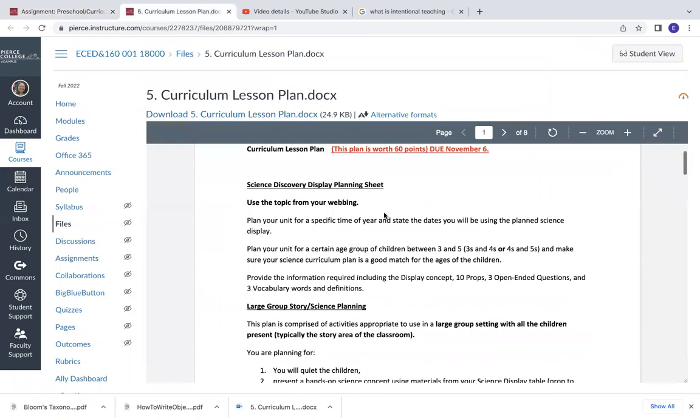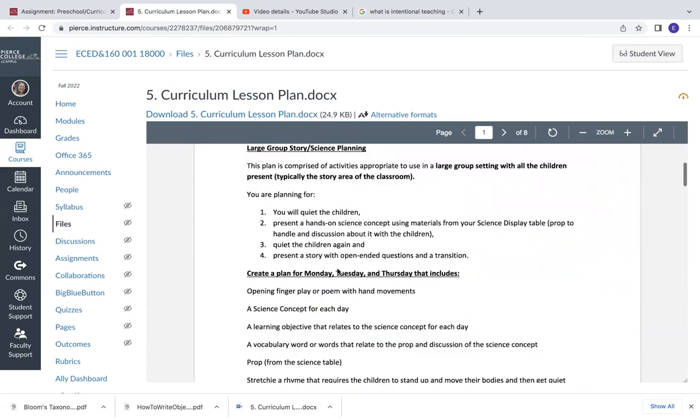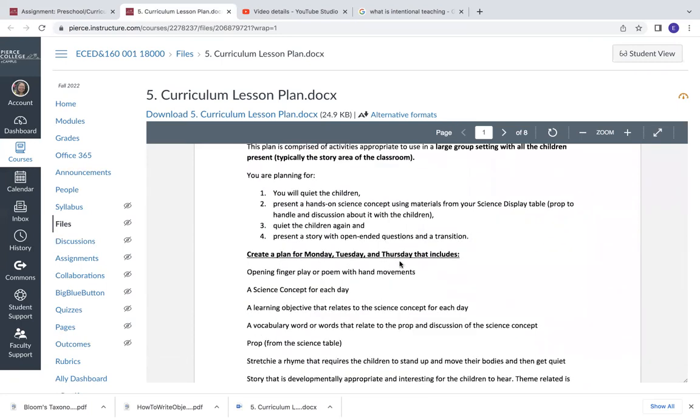All right, you're using the topic from your activity webbing and your concept web. When you think about intentional planning, this is your planning, right? You're brainstorming around your content, your topic, all the different things you can learn about that topic. And then when you do your activity web, you're taking those topics and deciding how you can learn about them in the preschool classroom. You're going to be planning for a large group, and you're planning for Monday, Tuesday, and Thursday, because that is when children are present in the lab school.